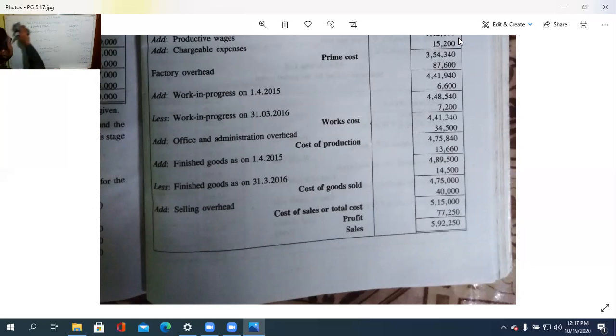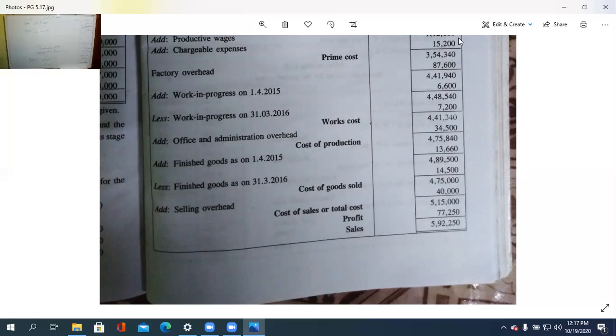Isn't it? Then the rest of the part. Along with the factory cost, what we need to add? The adjustment with regard to the item to be taken, like a work in progress, isn't it? WIP opening, it is 6,600. Take the total of this. 441,940 plus 6,600, it is 448,540. 448,540 less closing WIP, how much it is? 7,200.